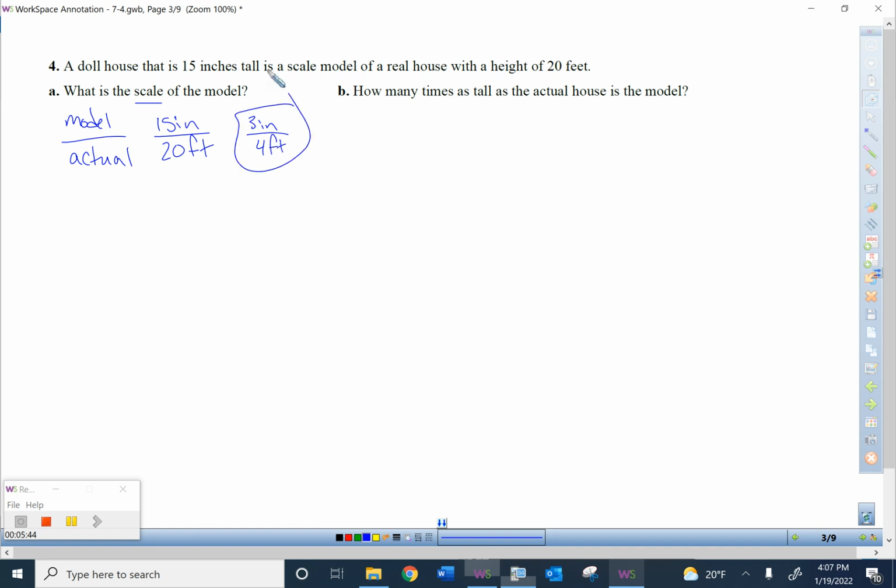Final answer. That's it. Now the second part says how many times as tall. That we have to convert into the same label. So for this one, when you see how many times, the labels have to match.